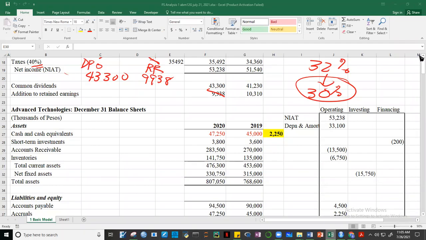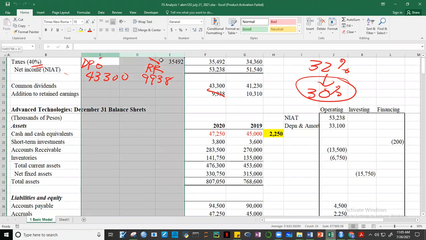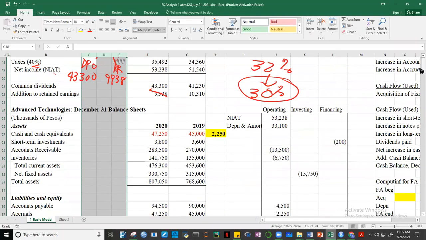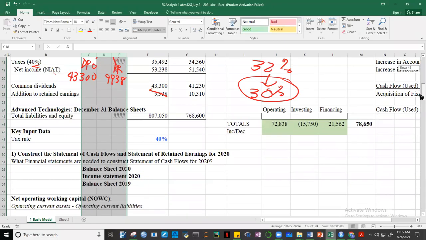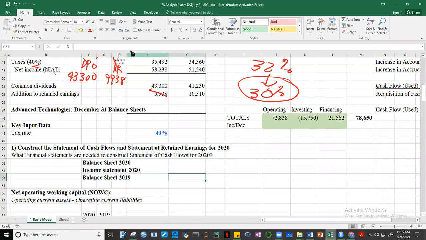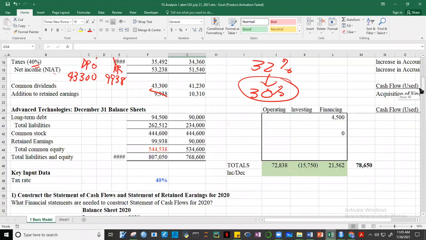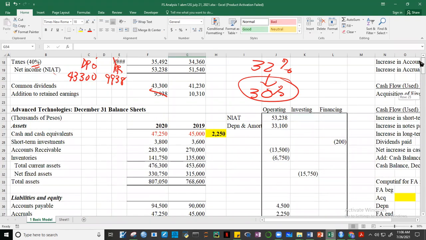Okay, today guys, we're going to continue our discussion of statement of cash flows. Now, by way of review, last time we looked at preparing the statement of cash flows for Advanced Technologies. We said that the documents we need in order to construct the statement of cash flows for a particular year are the balance sheet and the income statement of that particular year, 2020 in this case, and then the balance sheet of the previous year. If we have these three documents, then we will be able to construct the statement of cash flows.